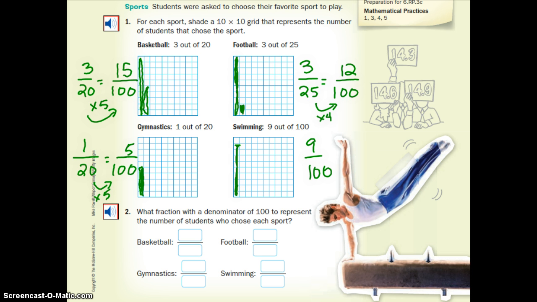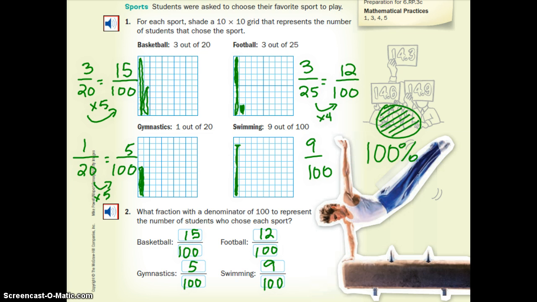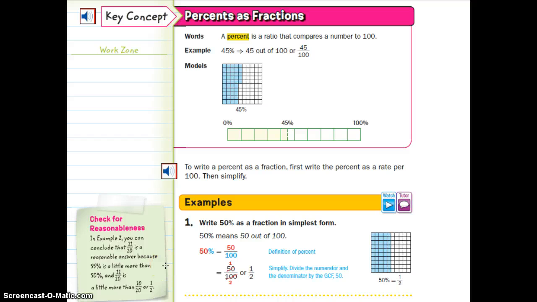So if 100 is the denominator, we can represent these numbers easily. This is 15 out of 100, 12 out of 100, 5 out of 100, and 9 out of 100. Before we turn the page, what do we know about 100? 100%, when we're talking about a pie, is filling in the whole pie. So, turn the page.